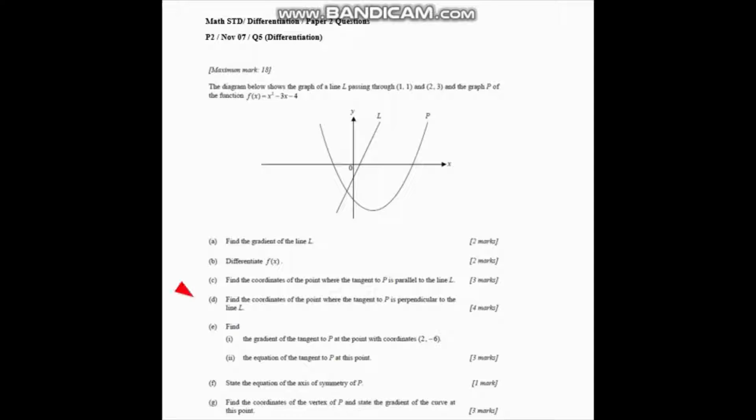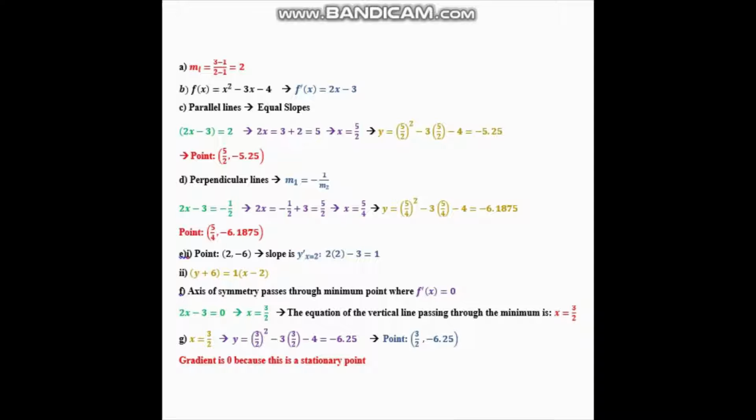In question D, I am required to find the coordinates of the point where the tangent to P is perpendicular to the line L. So if two lines are perpendicular, then their slopes are related by the equation m1 equals negative 1 over m2. So let's take a look. There is the equation that relates the two slopes. Since the first slope is 2, the second slope shall be negative half.